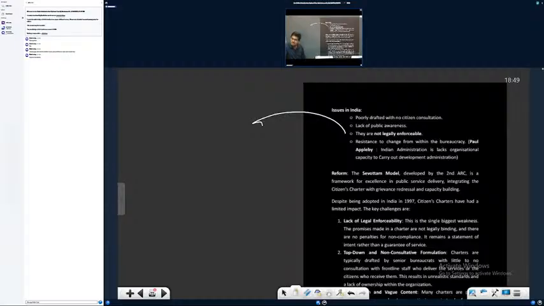Citizens are not aware that there is something written there. These are not legally enforceable. The citizens can't go ahead and say, okay, you didn't do my job within 24 hours, you will be punishable. There is no provision for that. There is a resistance to change within the bureaucracy. The bureaucracy does not want to change, does not want to be very agile in nature.